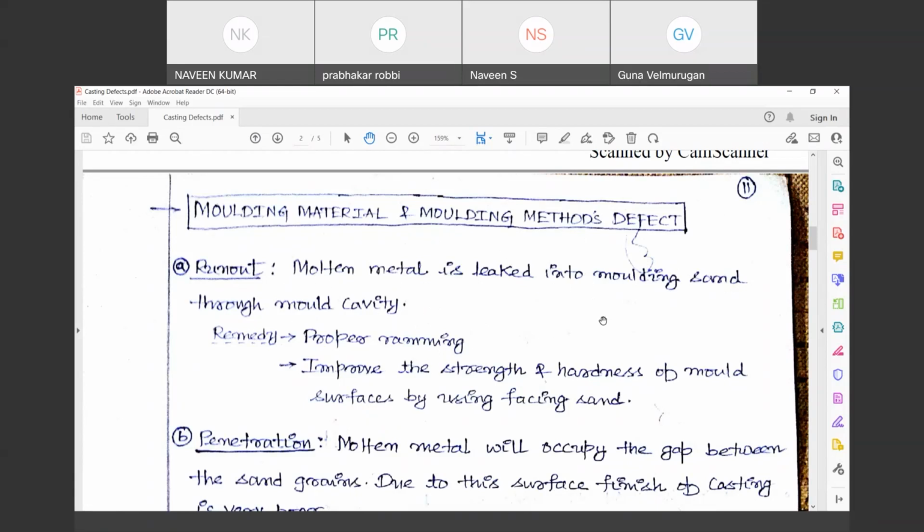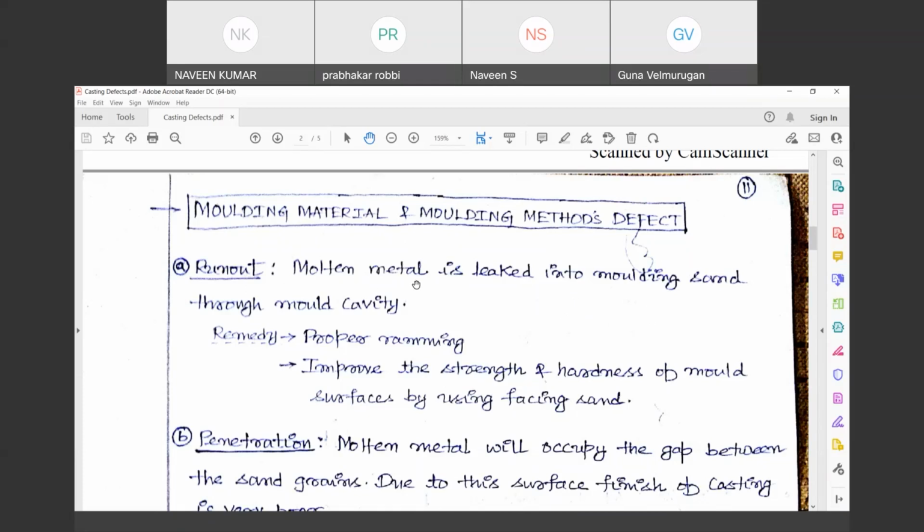If that weakness is there, what happens? That molding sand will break and the liquid metal will leak into the molding sand. That leak is known as run out. It is running out in the sense that, unlike running in properly, run out is where the metal is going in a different direction.